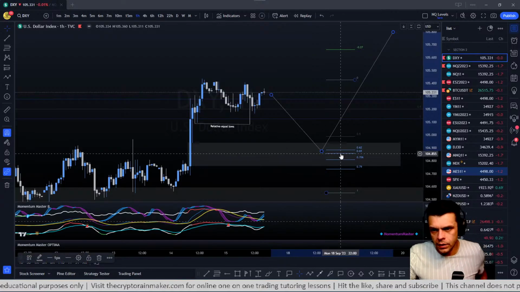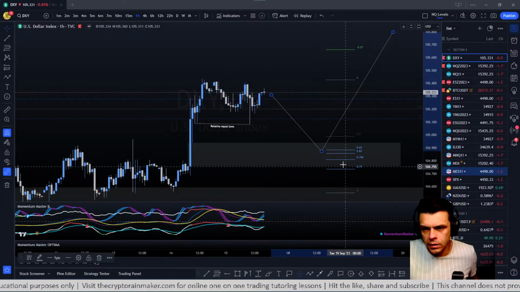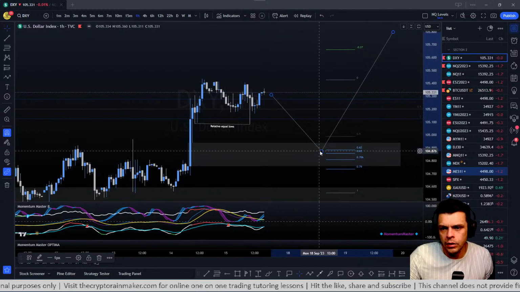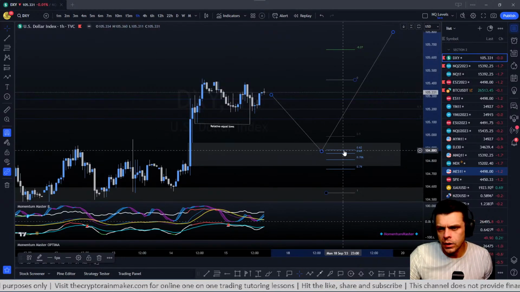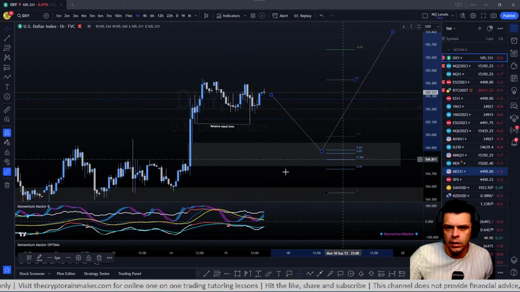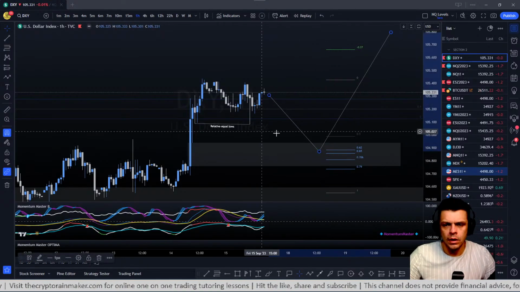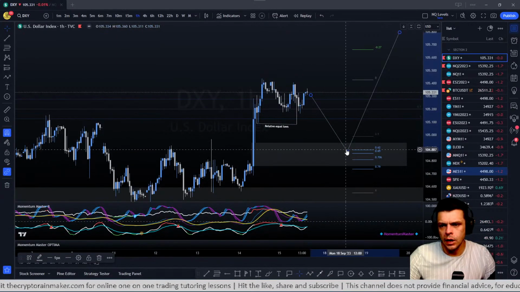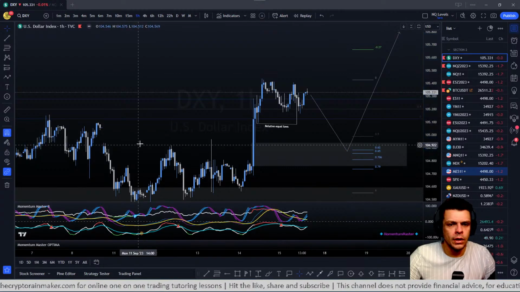Okay, so we have the Fibonacci 618 and the 706 OTE entry right in this fair value gap. So definitely keep an eye on these two levels. The 618 is at 104.882 and the 706 is at 104.881. So right now it seems likely to move back into this fair value gap to reprice, then get a move to the upside.